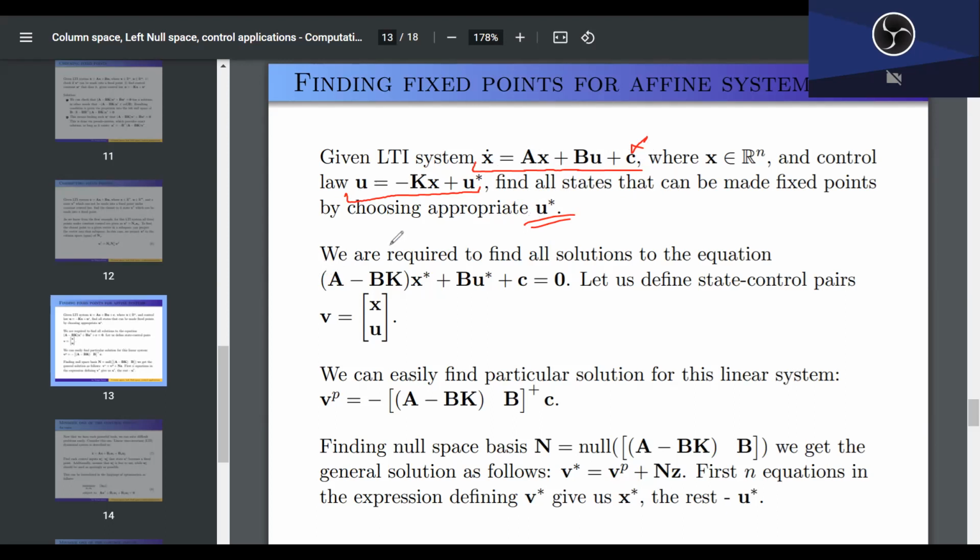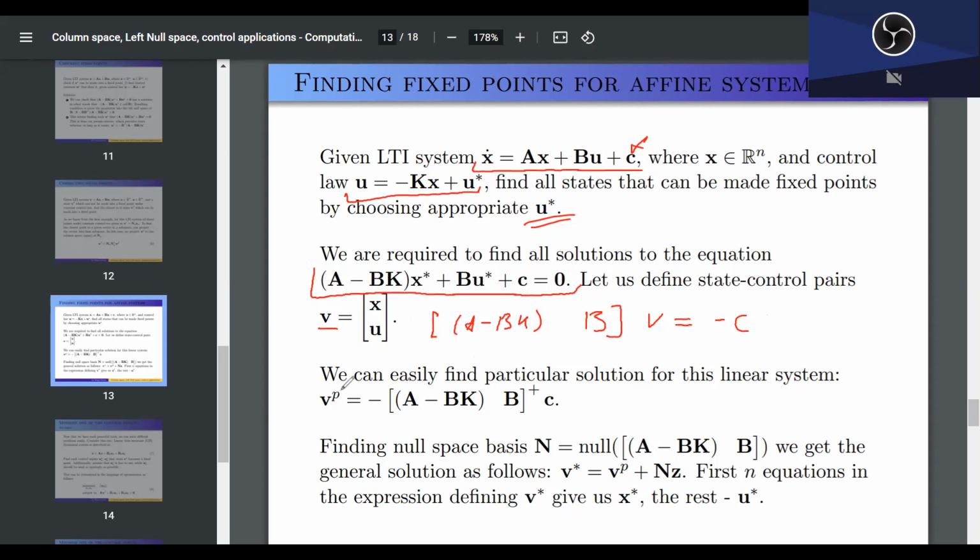So we will just write this equation for the fixed point. And we define v as (x, u). So what does it make us? After we define v, we get this equation: (A minus BK, B) times v equal to minus C. That equation becomes this equation.